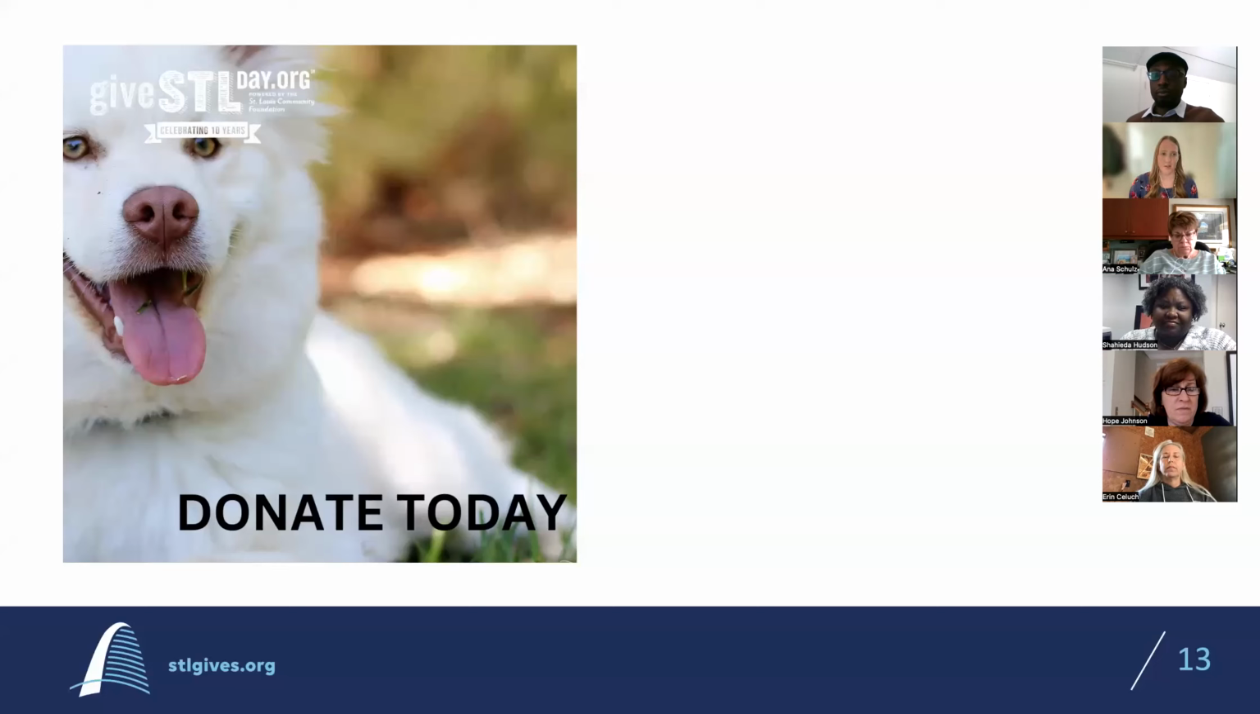These are not real organizations or real examples. So here we have a graphic that's a super cute photo of a dog, and I've added the Give STL Day logo and Donate Today as a call to action. But I think we can all agree that it's a little bit hard to read the Give STL Day logo. It's overlapping the dog's eye. And even though I know that this organization wants me to donate today, it's kind of boring and it doesn't really entice me to take action.